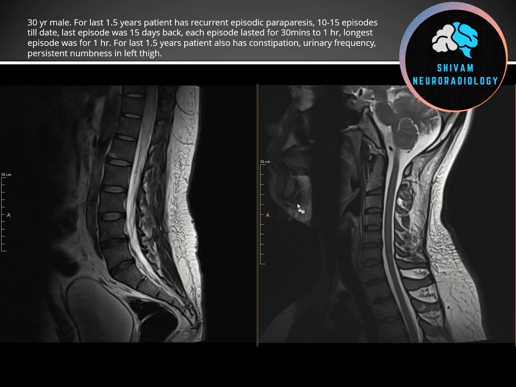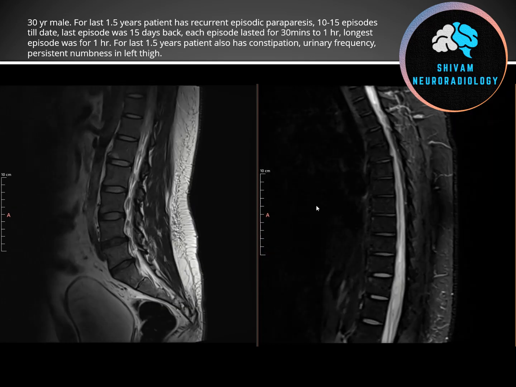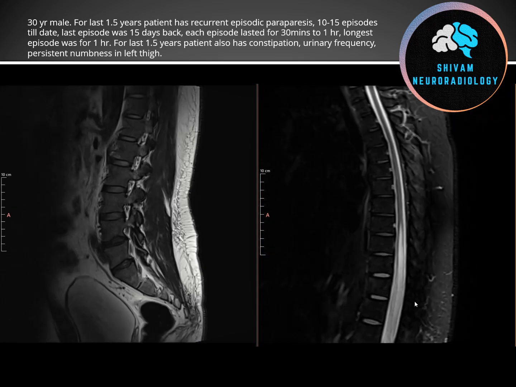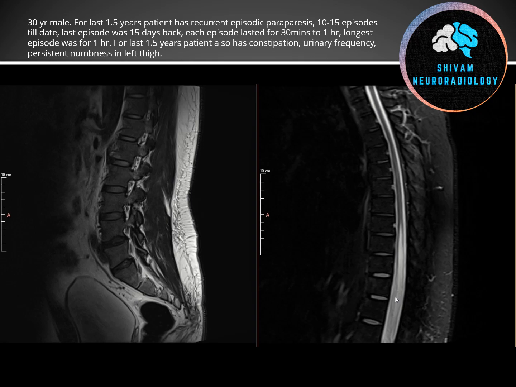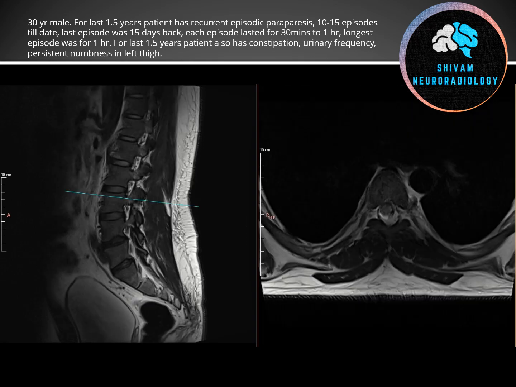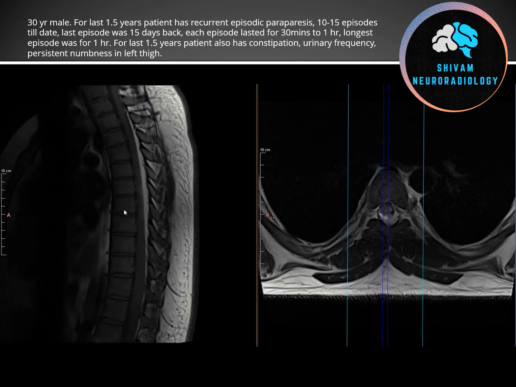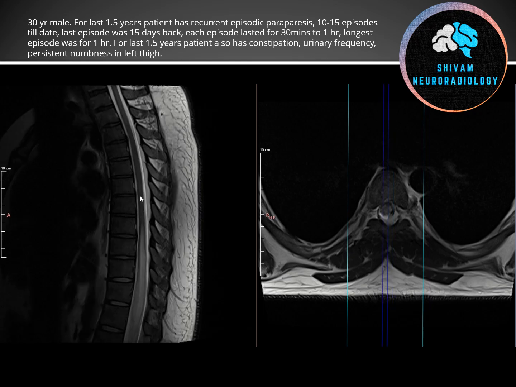Now I would like to see the STIR images. On the STIR images, I'm able to appreciate the same finding, and the rest of the vertebral bodies and adjacent areas are completely normal. Only the spinal cord area is showing some significant hyperintensity. These are the T1 images, which are not showing much abnormality. So let's take a look at the T2 axial images.